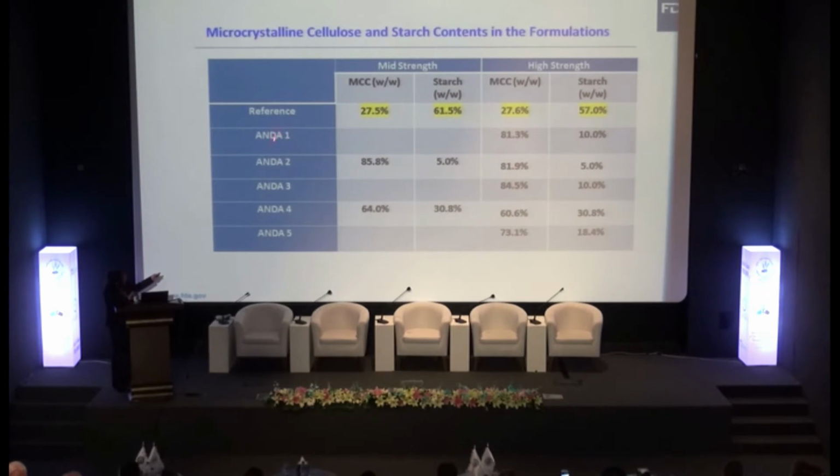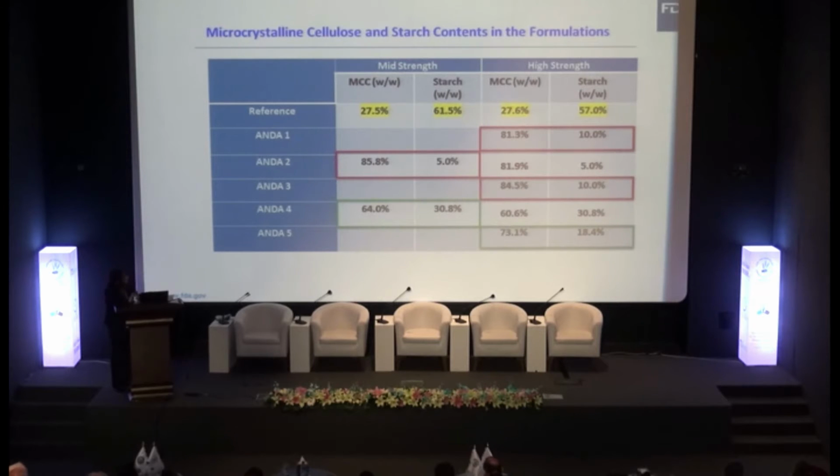So here I've noted down 5 generic applications. And here is the reference product. This is the table showing just the MCC and the starch. And here you see, I just put in here the mid strength and the high strength. And we see those strengths are proportional, so the amounts are similar. And we see this starch about 60%, 27%. And look at the generics, the MCC 83, 81, 84. And then the last two, the MCC is a little lower.